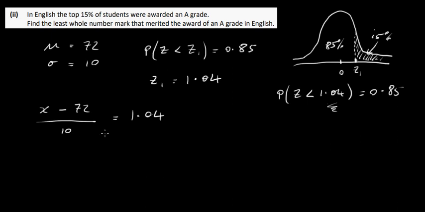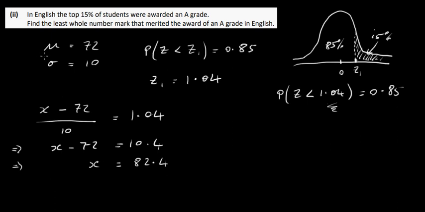Okay, so now all we've got to do is solve and work out what x is. Well, multiply across here by 10, you get x minus 72 is equal to 10.4, and then we're just going to add 72 to both sides, so that'll give me 82.4. So this is my x value.